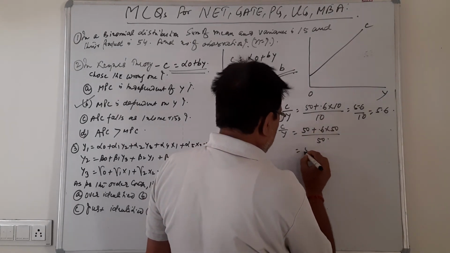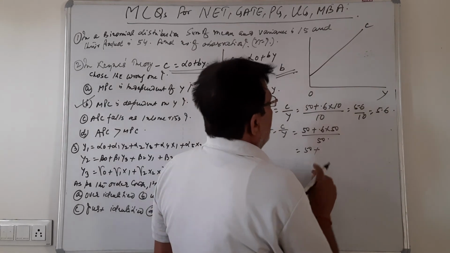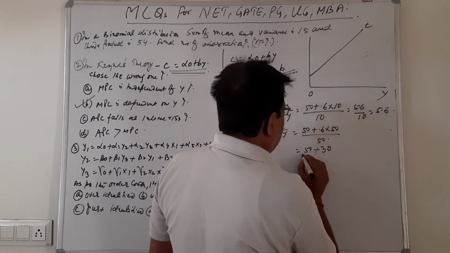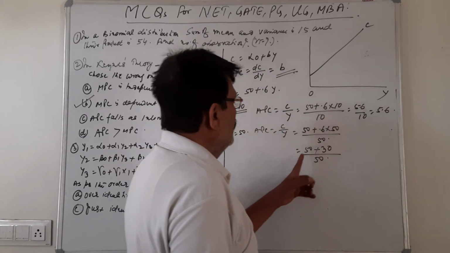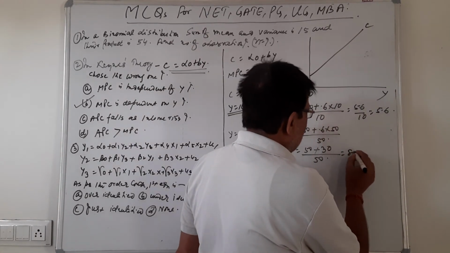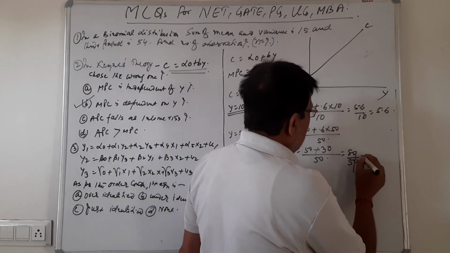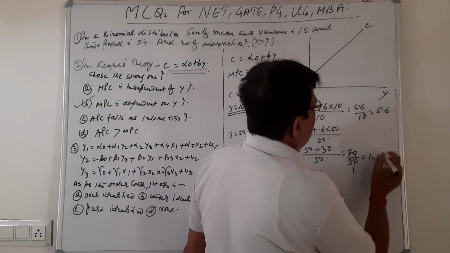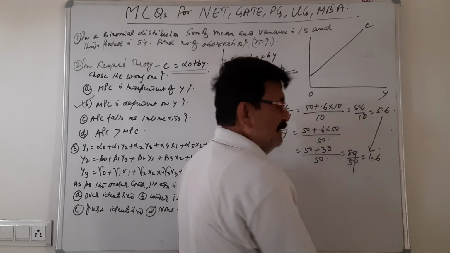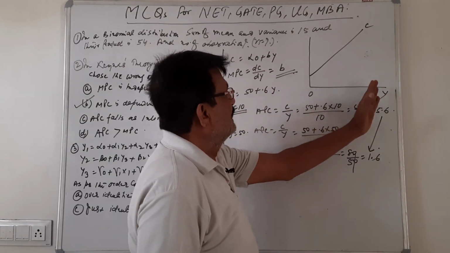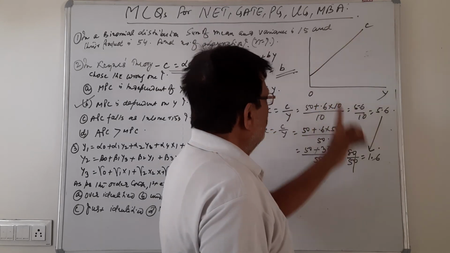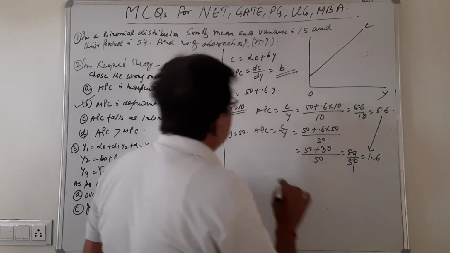So 50 and 30 and divided by 50. So 80 by 50, APC has diminished. So in Keynesian consumption function, as income increases, MPC remains constant, but absolutely APC falls.